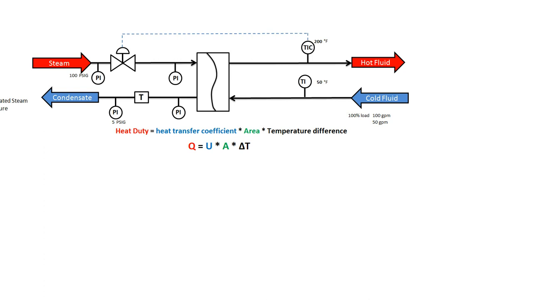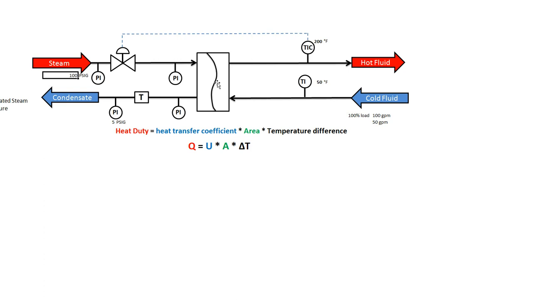So let's say we have a cold fluid coming into our plate and frame at a max flow rate of 100 gallons per minute at 50 degrees Fahrenheit and is discharging at 200 degrees Fahrenheit. The plate and frame is designed so that if you were to have your control valve 100% open, you have minimum pressure drop across that control valve, you have 100 PSIG of steam coming into that plate and frame.